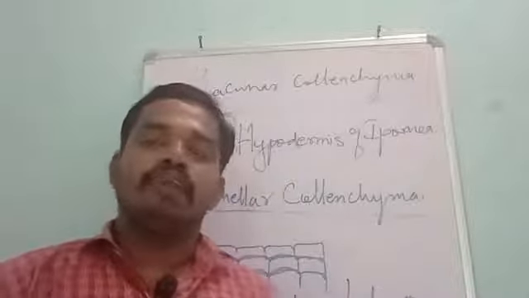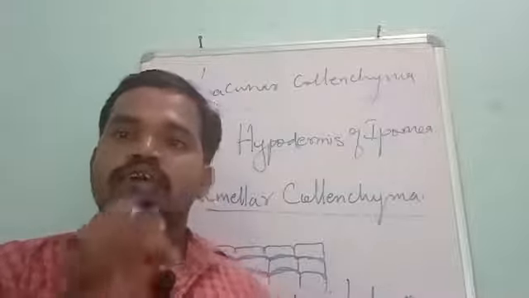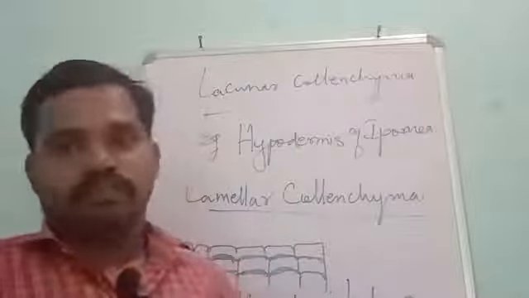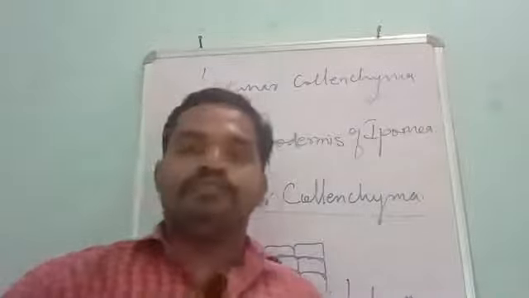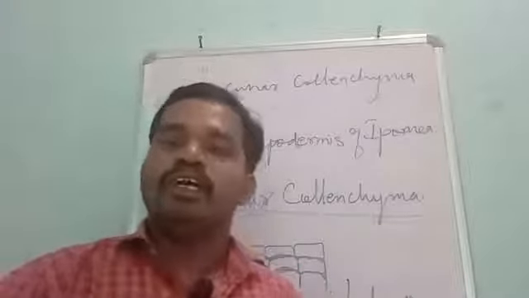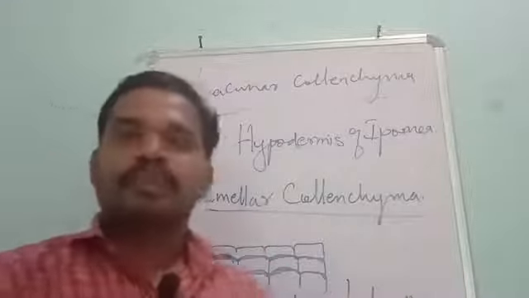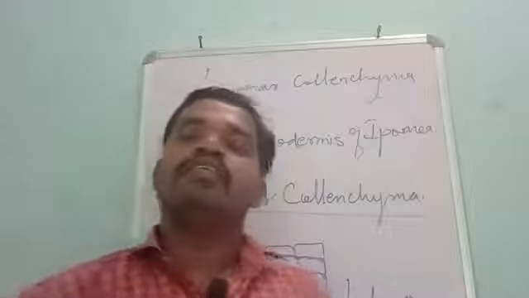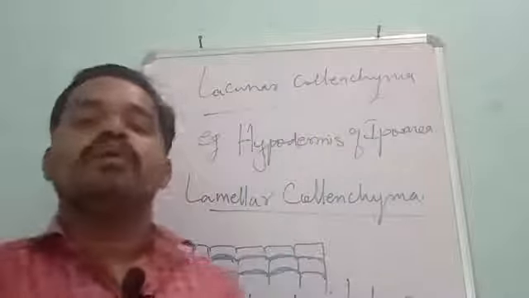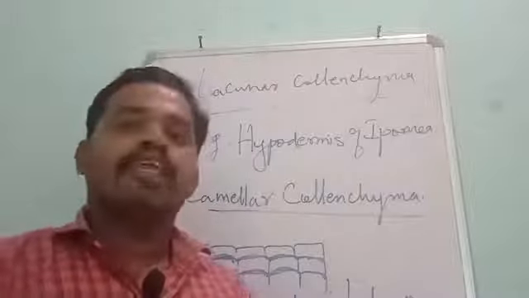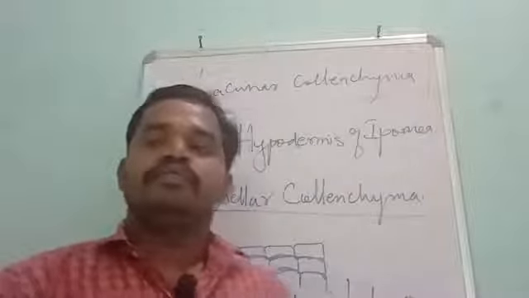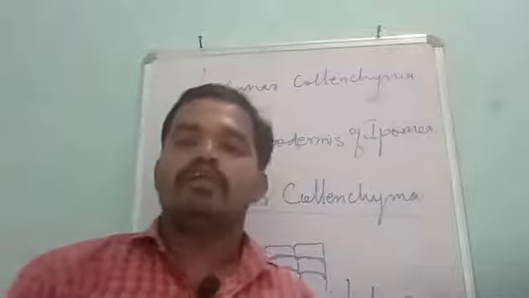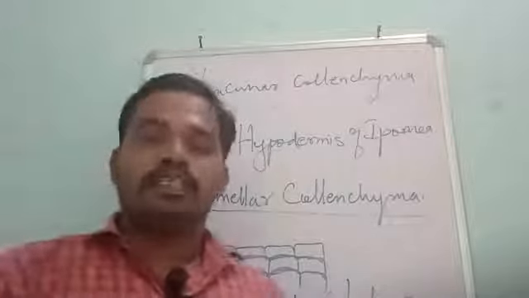So let's have a recap. What is collenchyma? The collenchyma is a living, simple, permanent tissue. It provides flexibility to the stem of the plant, especially the dicot stem, as well as to the petiole of the leaf and the pedicel of the flower. Its main function is giving mechanical support based on the pectin present.